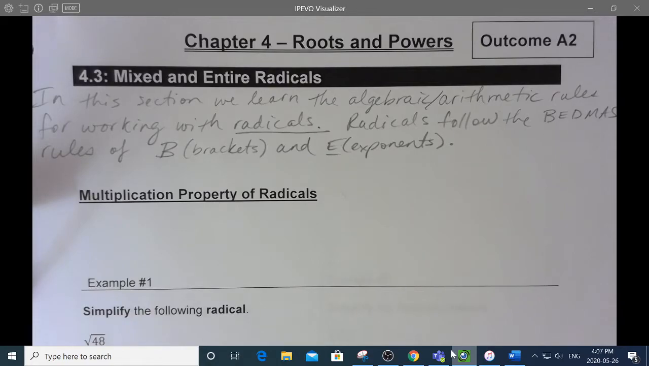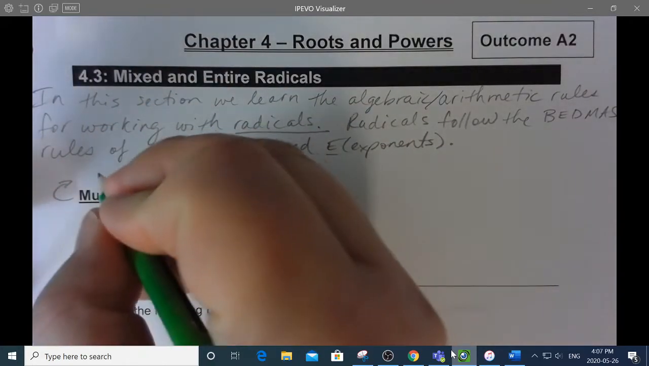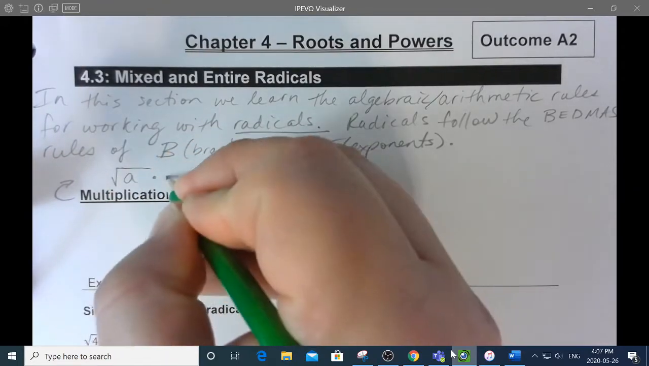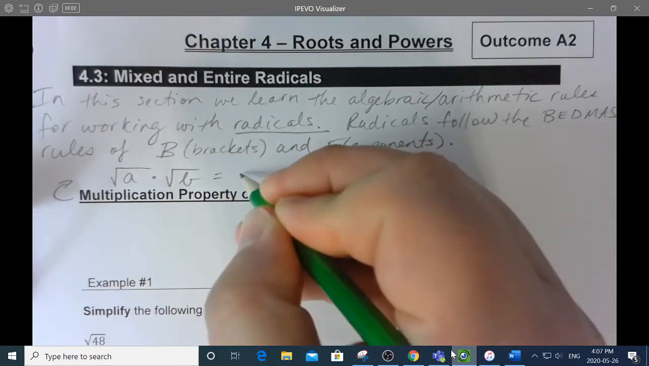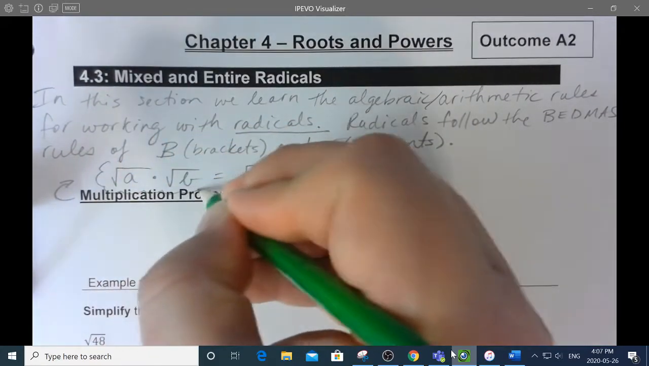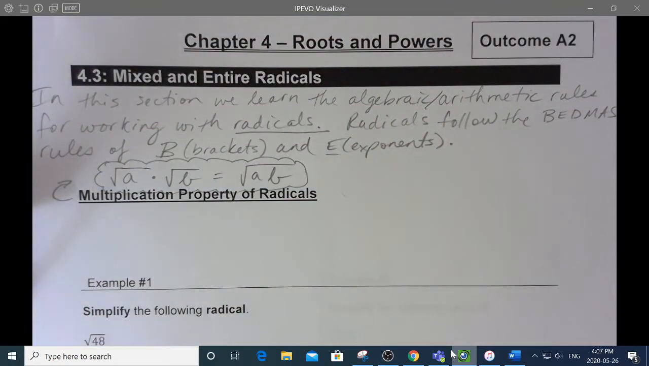And again, I'm trying to get as much into here as I can, so I'm going to start it up here where I've given myself a little bit of room. If I'm multiplying two radicals, the square root of A times the square root of B is equal to the square root of AB. And I'm going to put a circle around it because that is the most important multiplication rule.